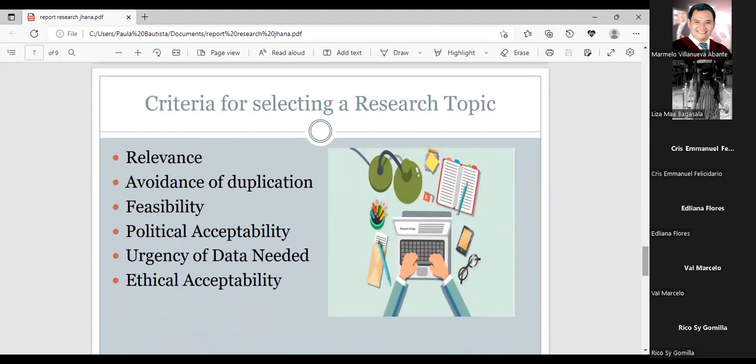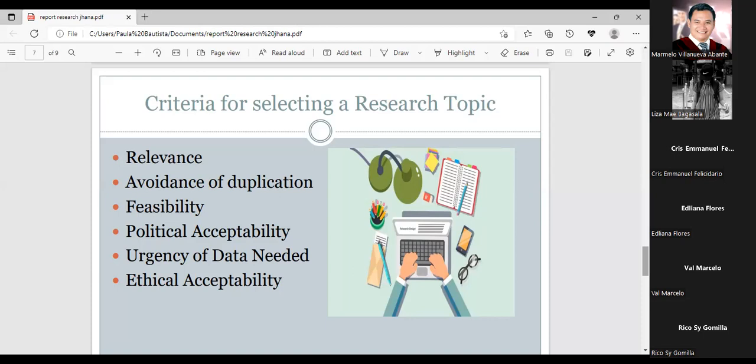Now, here are some criteria for selecting a research topic. First is the relevance. Is it an important topic? Next is the avoidance of duplication. Kasi minsan, meron na rin ganung topic. So to avoid duplication that might happen unintentionally, researchers must be educated in advance on the exact definition of duplicate publications or yung ethics in publishing in two different languages. Next is feasibility. Is the research appropriate pa for further testing?